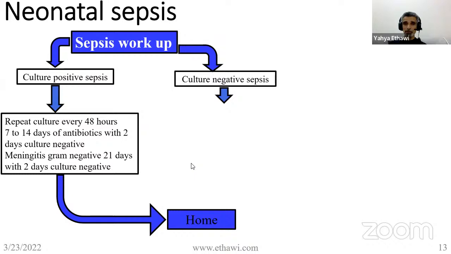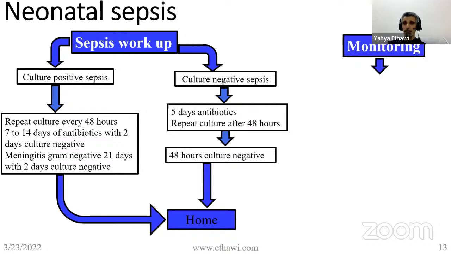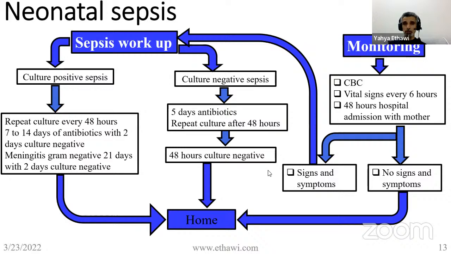Now, culture negative sepsis: you might give 5 days antibiotics, repeat after 48 hours, and if the last 48 hours culture is negative, then you send home. If you monitor the baby and do vital signs and there is no sign or symptom, you send the baby home. But if signs or symptoms develop, then you do sepsis workup and divide according to whether it's culture positive or culture negative. Any question?